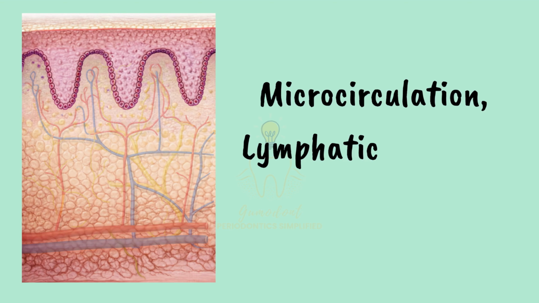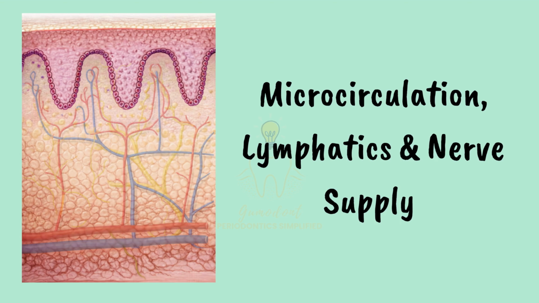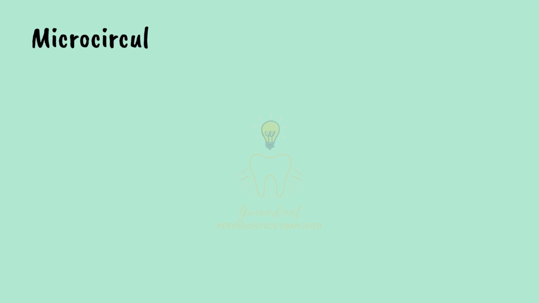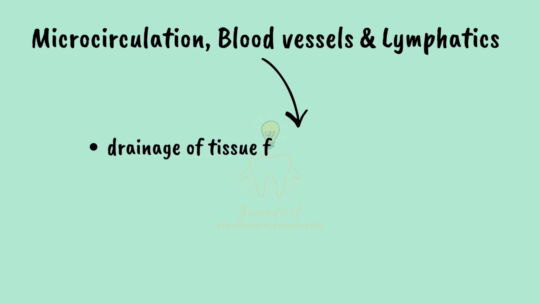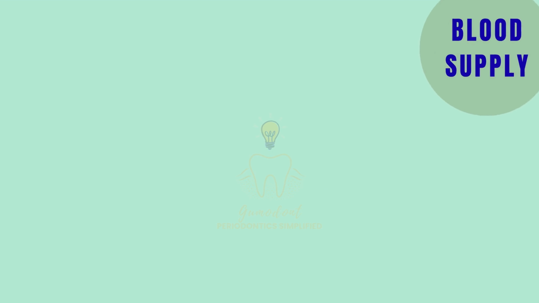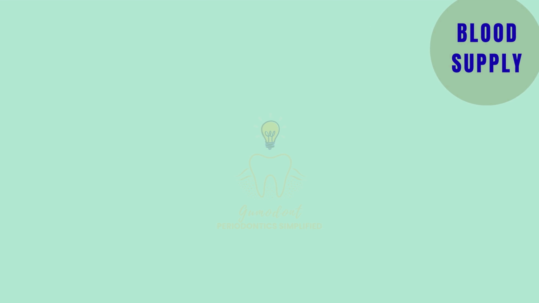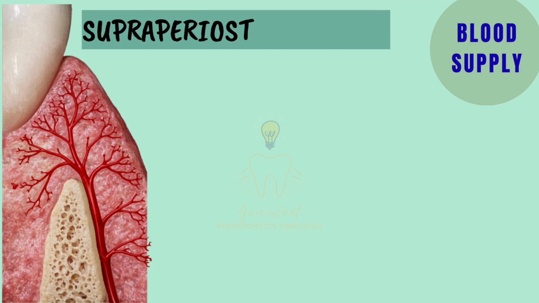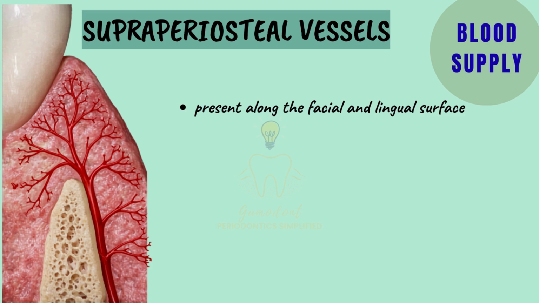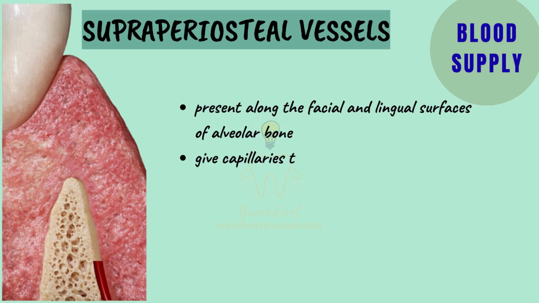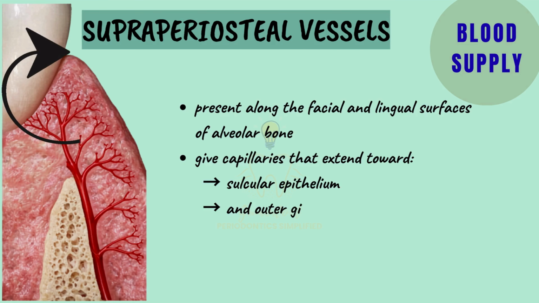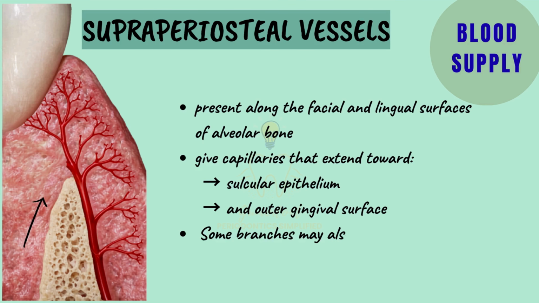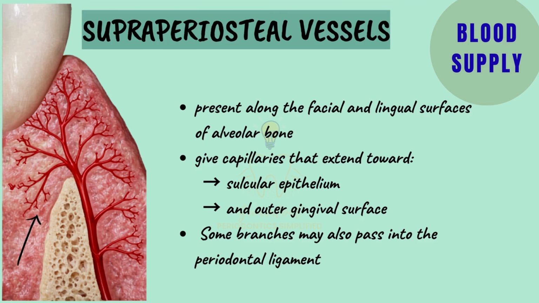Now, coming to the vascular and neural component of gingival connective tissue. The microcirculation, blood vessels, and lymphatics play an important role in drainage of tissue fluid and spread of inflammation. The blood supply of gingiva comes from three main sources. First, supraperiosteal vessels. They are present along the facial and lingual surfaces of alveolar bone and give capillaries that extend towards the sulcular epithelium and outer gingival surface. Some branches may also pass into the periodontal ligament.